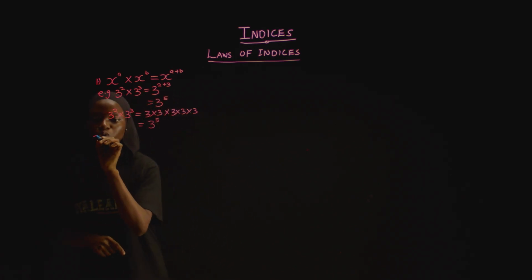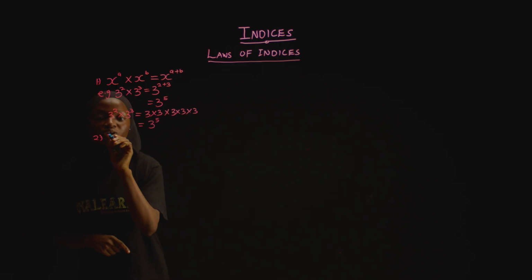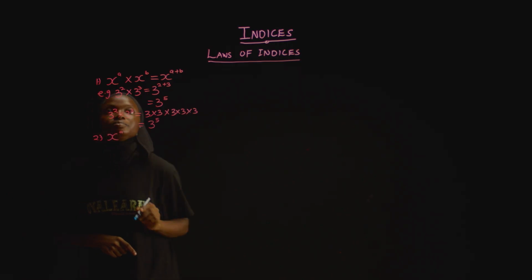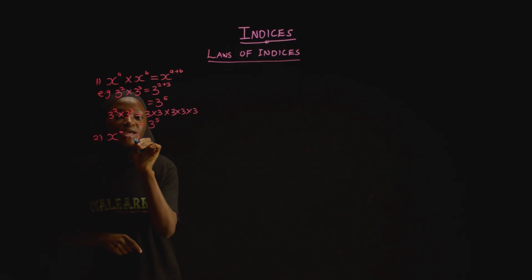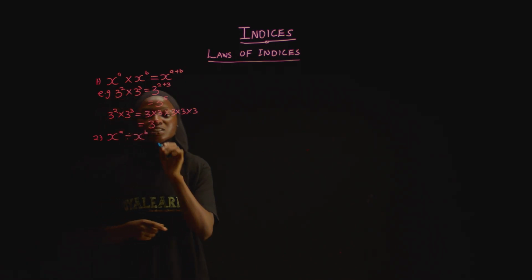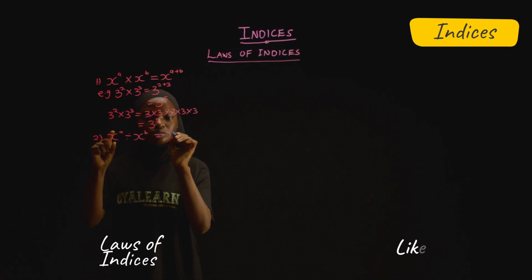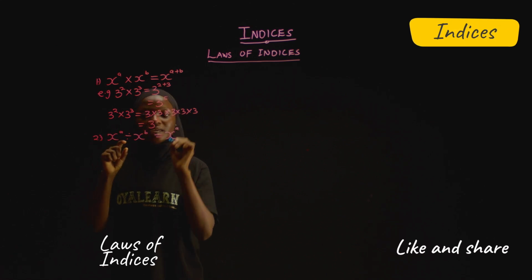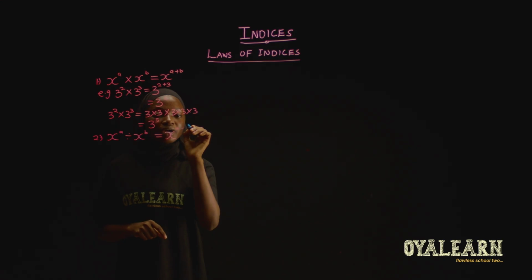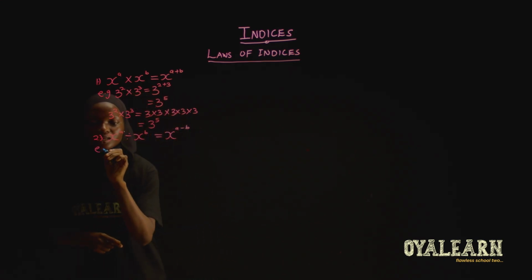Now the second law, which we know as the division law, if we have x raised to the power of a divided by x raised to the power of b, the law says you just have to subtract the powers. That is, pick the power of the first one, a, then this division becomes minus the power of the second one, b. Let's look at an example.